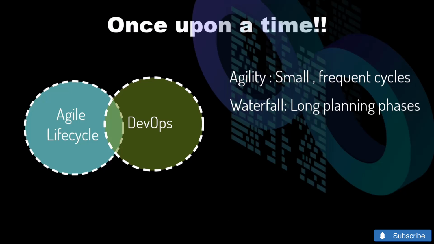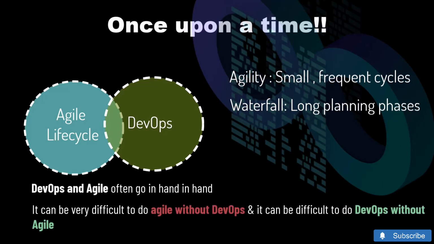Agile software development is called agile because it is indeed agile. It is flexible to the customer's needs and demands. So it allows a software development team to change direction very frequently and respond to changing customers almost immediately. So DevOps and Agile often go hand in hand. It can be very difficult to do Agile without DevOps, and it can be difficult to do DevOps without Agile.